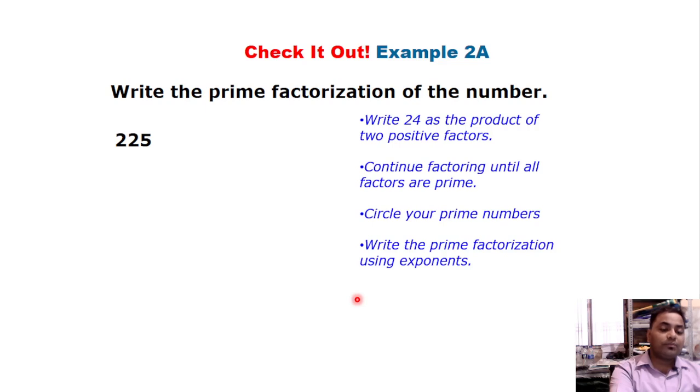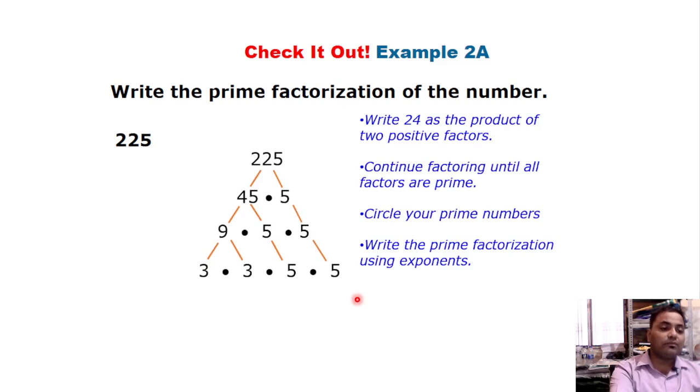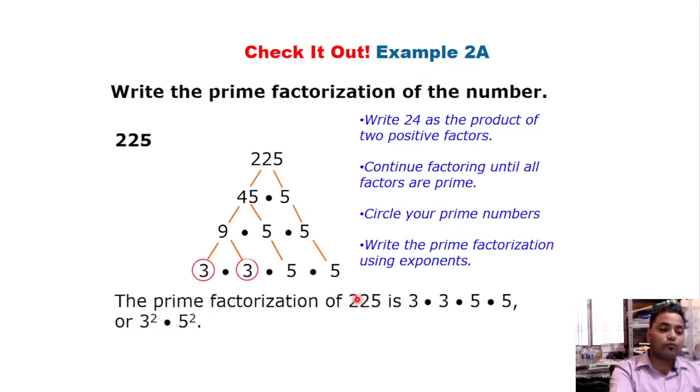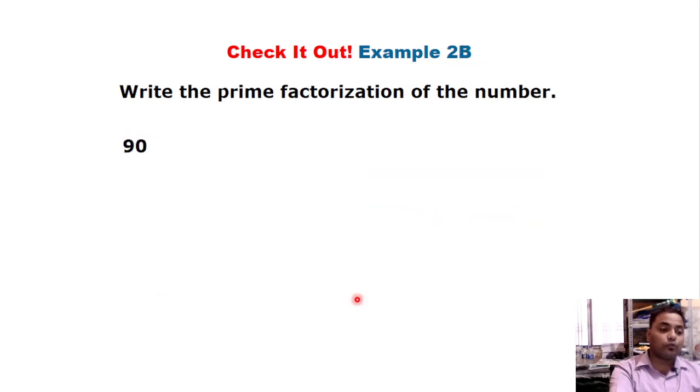For 225, we can do the same. 225, 45 into 5, 9 into 5 into 5, 3 into 3 into 5 into 5. The prime factorization of 225 is 3 into 3 into 5 into 5, or 3 to the power 2 into 5 to the power 2.